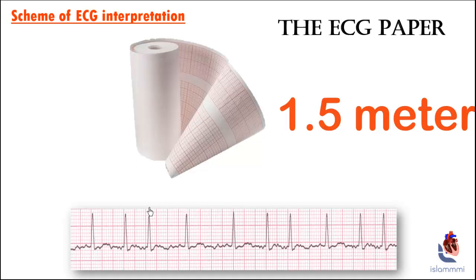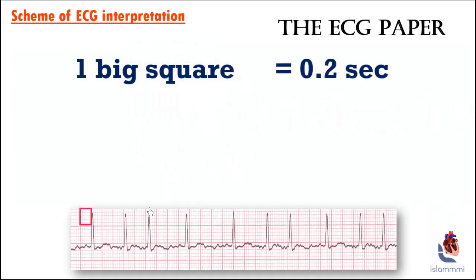So as we said before in the beginning of this presentation, this is 0.02 seconds. Only the big box is 0.2 seconds. Are we calculating the heart rate in 0.2 seconds or in 60 seconds? It's 60 seconds. You need to know the heart rate in 1 minute, right? You say that, for example, this heart rate is 100 per minute. Correct?